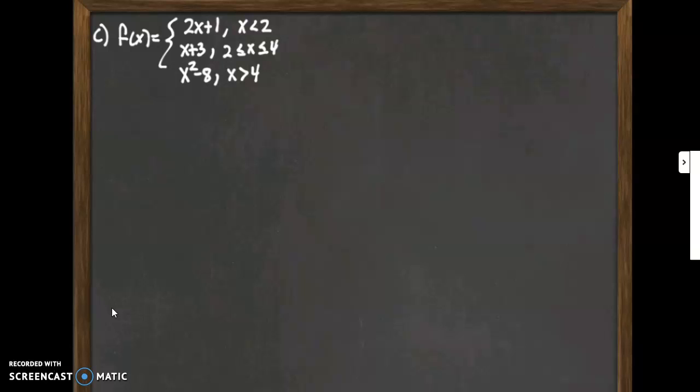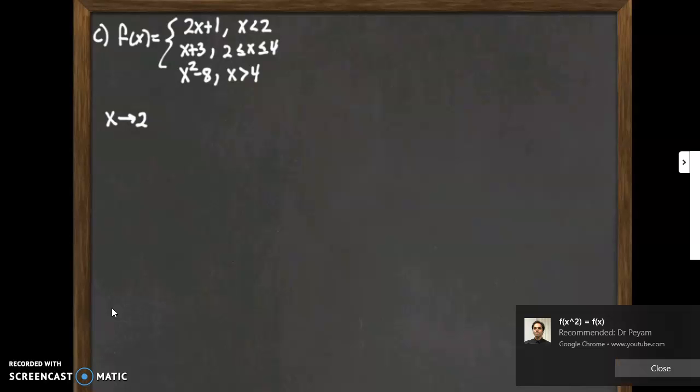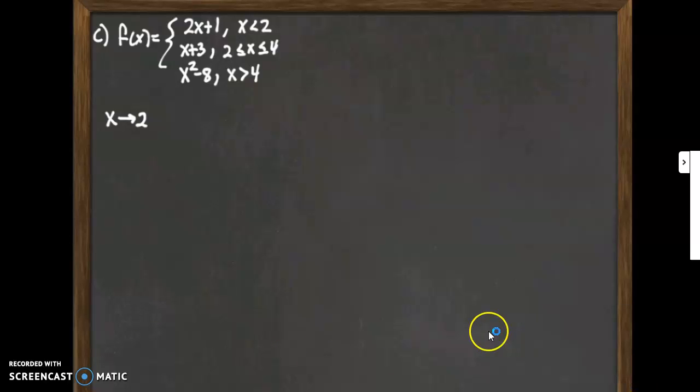Okay, so what we need to look at is as x is approaching 2, what's happening on the left, what's happening on the right? In other words, what's happening with my two pieces? So 2x plus 1, if we plug in x equals 2, would be going towards 5. What about x plus 3? Well, if we check as x goes to 2, x plus 3 is going to 5.